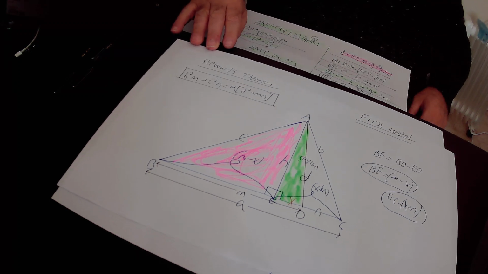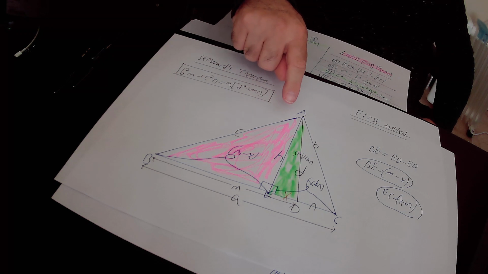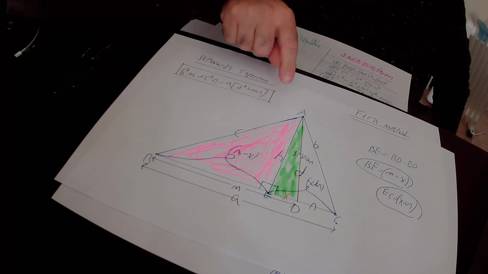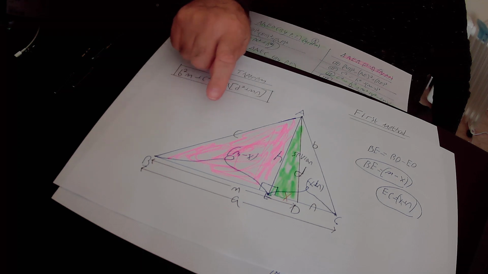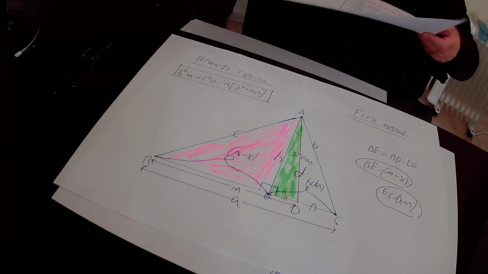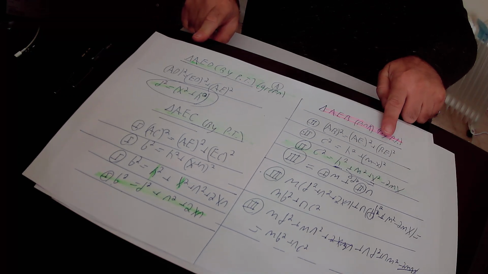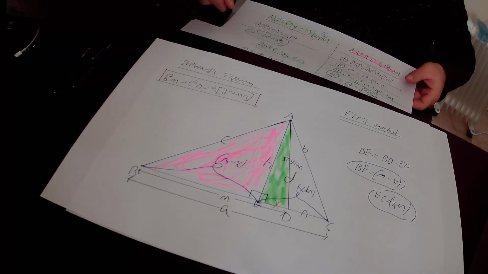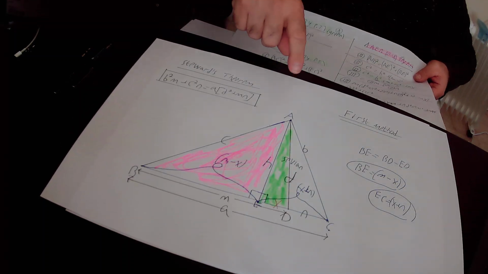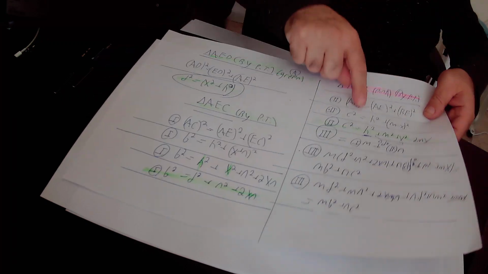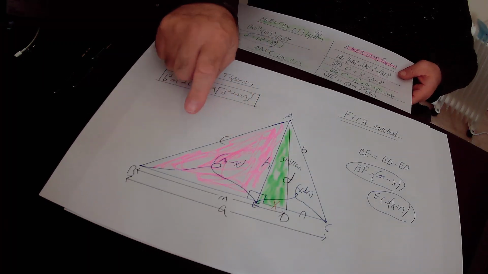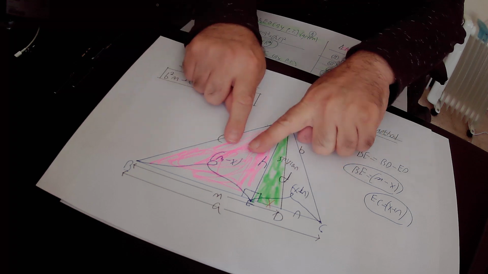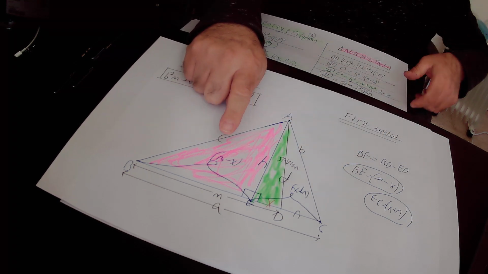In the next step, we focused on the pink right triangle, triangle ABE. We implemented the Pythagoras theorem on the pink right triangle. According to the Pythagoras theorem, in the pink right triangle ABE, AB square equals AE square plus BE square. AB equals c, therefore AB square is c square. AE equals h, therefore AE square is h square. And finally, side BE equals m minus x, therefore BE square equals m minus x square.